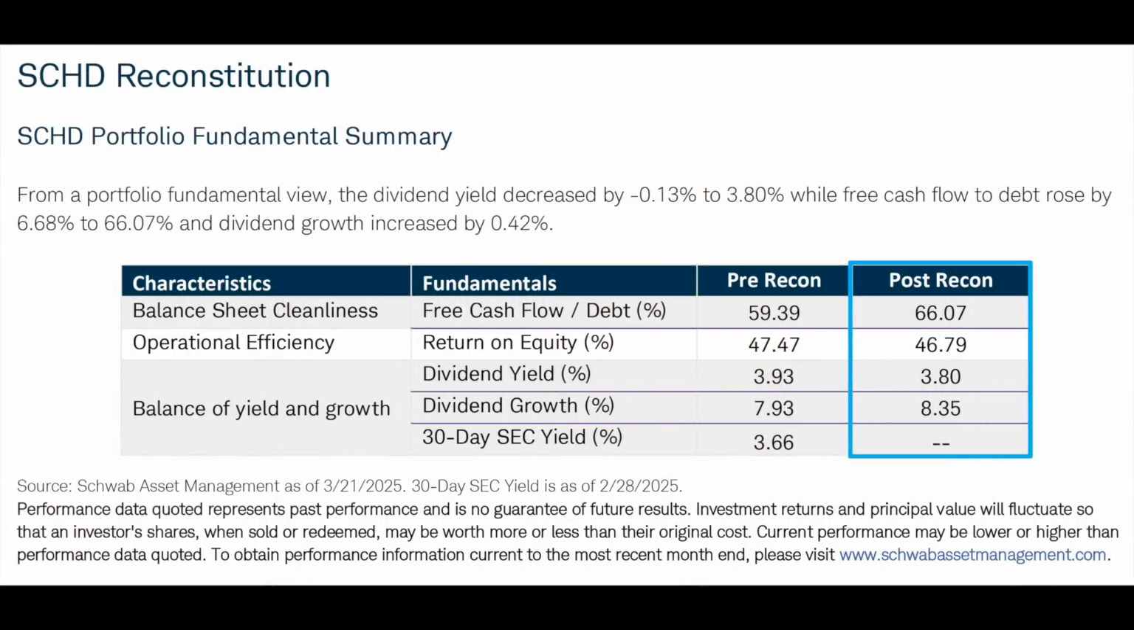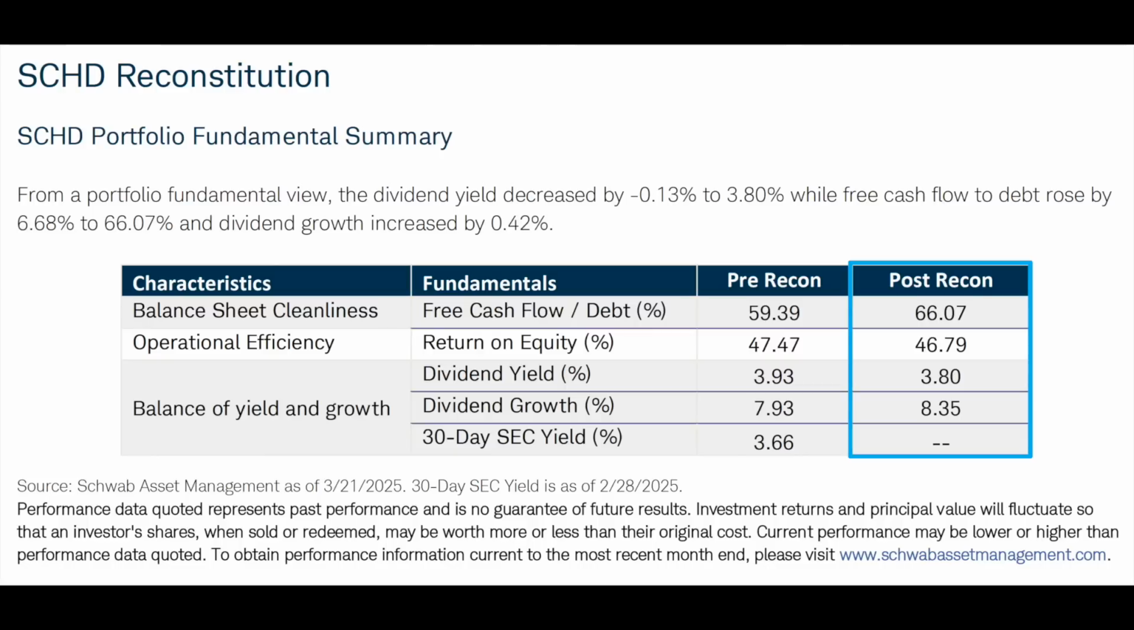Let's look at this reconstitution in a little bit more detail. What happened this time? As you can see on the screen in front of you right now are a few key metrics pre-reconstitution and post-reconstitution. First and foremost, we can see that the free cash flow divided by debt percentage increased quite a bit. It went from 59% to 66%. I think that's really awesome. The return on equity percentage actually dipped a little bit from 47.47% to 46.79%. Not too bad, but it dipped a little bit. Dividend yield also dipped a little bit from 3.93% to 3.8%.